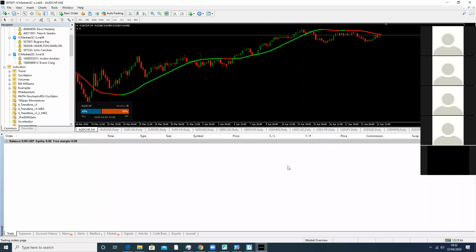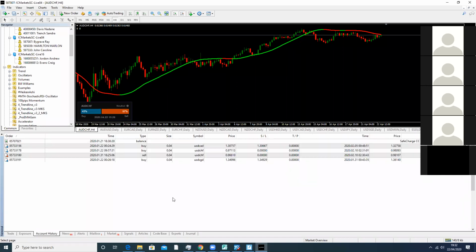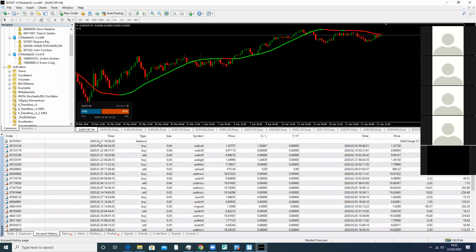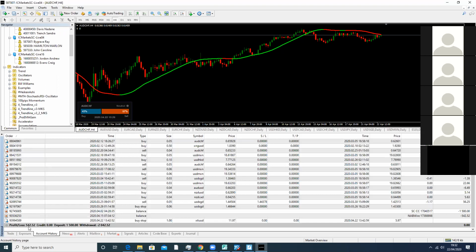What I've got now is a MAM account. So instead of me logging into 35 different accounts, I'm able to manage everything in a much better way. Now, this client started with, how much did they deposit? 1,500, and he started on the 21st of the 1st. He has made £542, and he's now moved over to the other company.